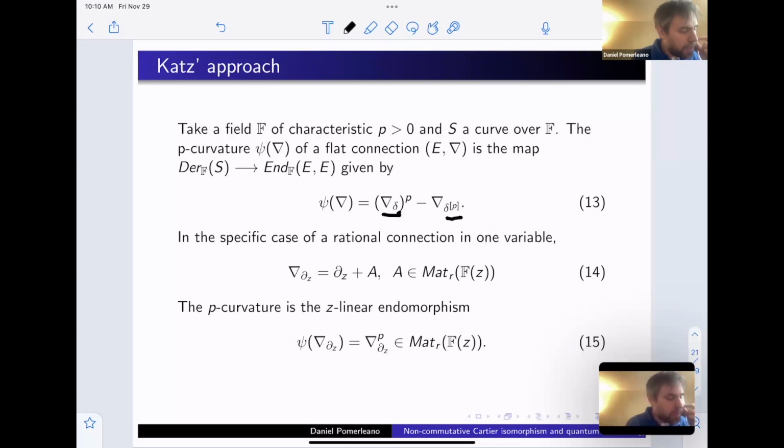That's why it's called p-curvature, because it measures the difference between these two operations. But in the case of a connection in one variable, it simplifies quite a bit, because the derivation dz itself, if one looks at its p-fold power, is just the zero derivation. So in this case, if you have a connection matrix, you're just looking at the p-fold iterate of this operator, (dz plus A) to the p. That gives some matrix over my coefficient field.